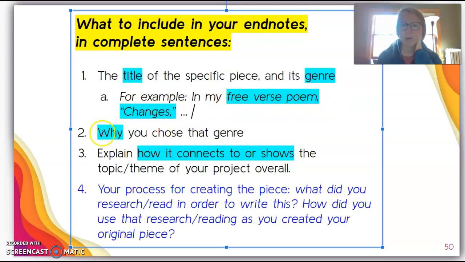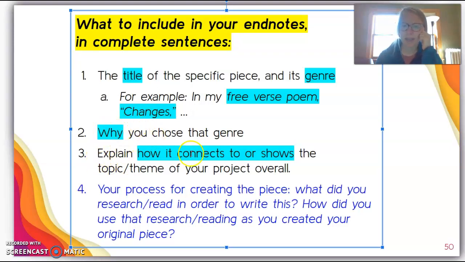Then I'm going to explain why I chose that genre. So why did I want to talk about changes in the form of a poem instead of in a research essay? Why did I write in a poem instead of a diary entry? Why did I write this in a poem instead of writing it as an interview? That's what I'll try to answer next.